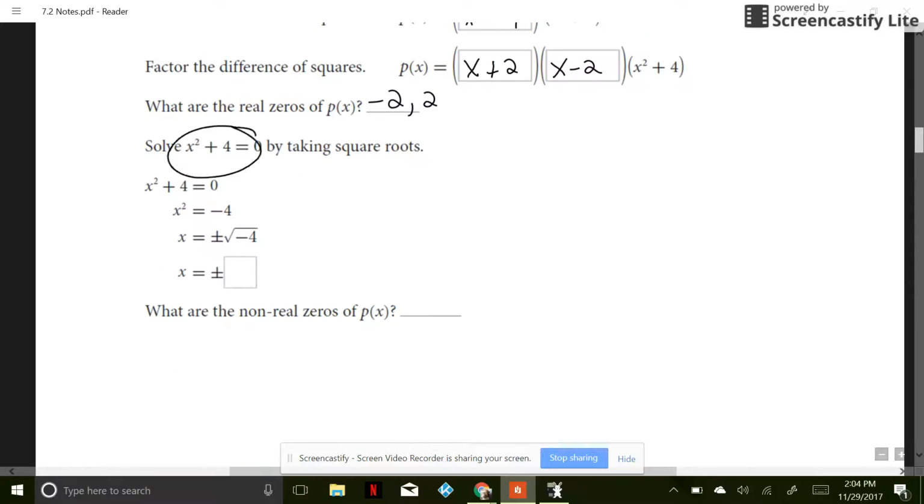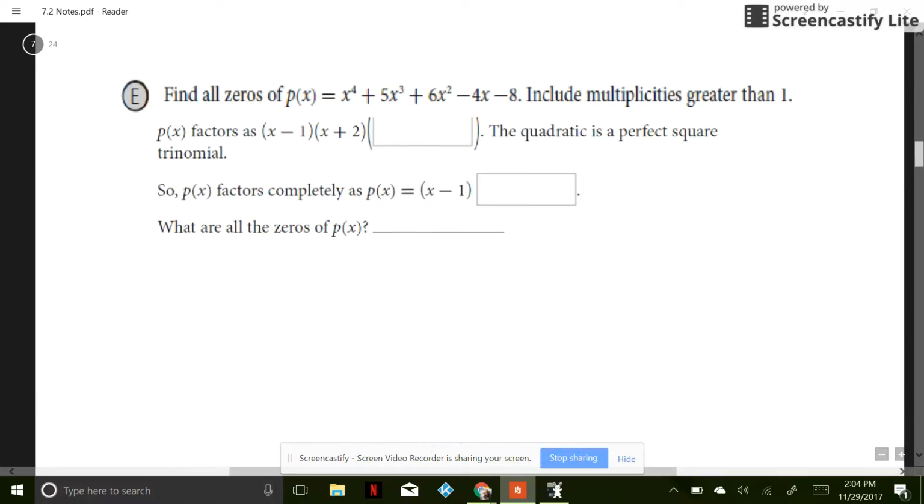Now we can solve x squared + 4 = 0 by taking square roots. We subtract the 4 and take the square root, plus or minus the square root of negative 4. A negative under the square root means we'll pull out an i. The square root of 4 is 2. So x equals plus or minus 2i, which means our non-real roots are 2i and -2i.